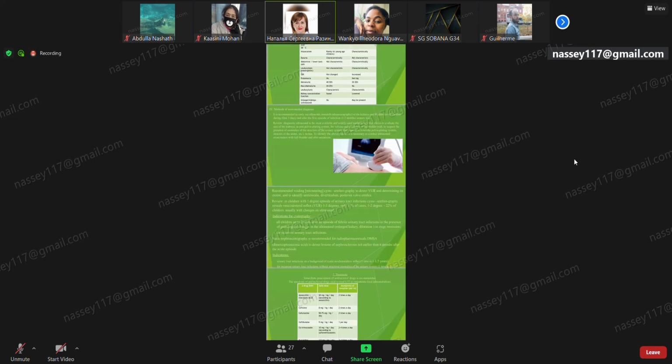Recommended voiding cystourethrography to detect reflux in patients, and different congenital anomalies like posterior valve of urethra. In children with first episodes of urinary tract infection, cystourethrography reveals vesicoureteral reflux of third to fifth degrees. Only in 17% of cases, first to second, 22. And other children have no changes on ultrasound.